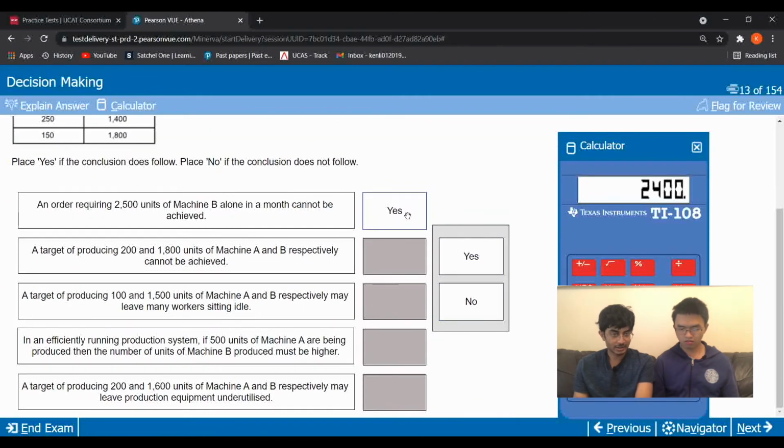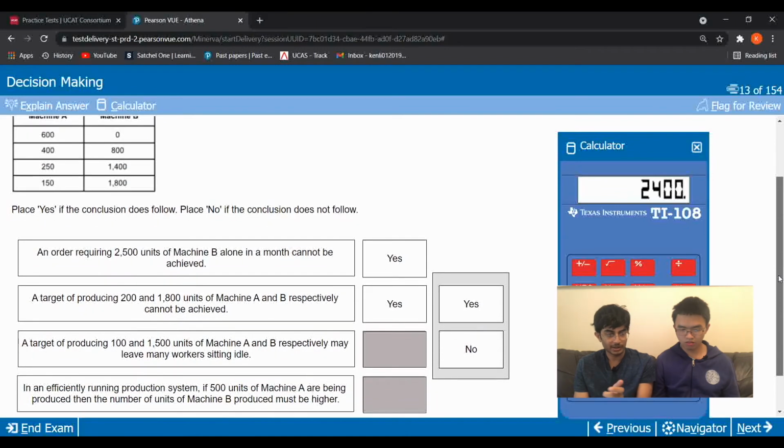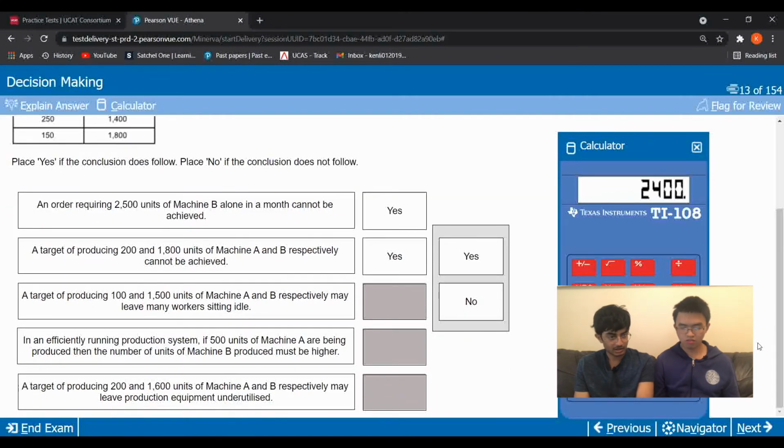Read the question. Yes. A target of producing 200 and 1,800 units of machine A and B respectively cannot be achieved. I'd say yes. Because if you look at the table, there's one with 150 and 1,800, and that's using all available labour. So I'm just guessing yes.